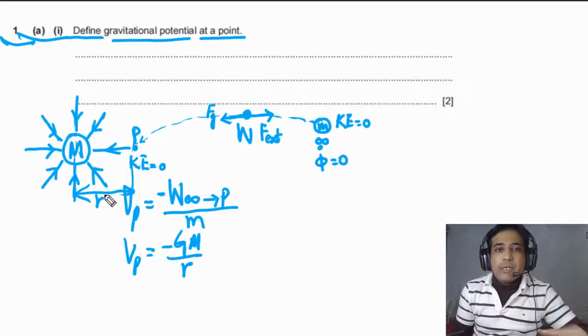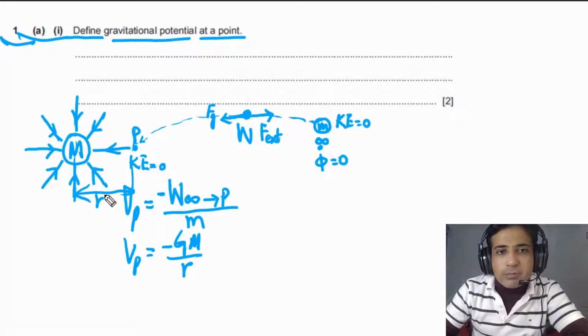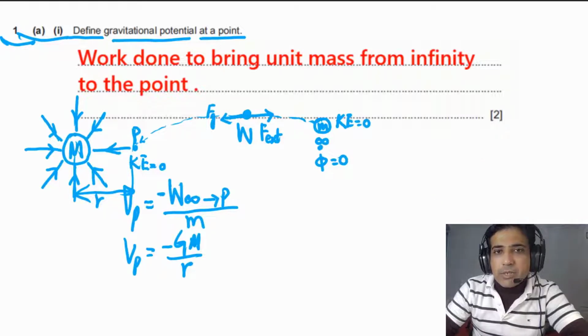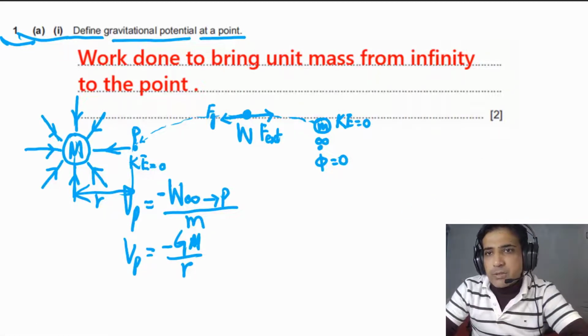So you need to understand how we define it. Let me show you how you can write down the answer. This is how you can write down the answer. This question has 2 marks.